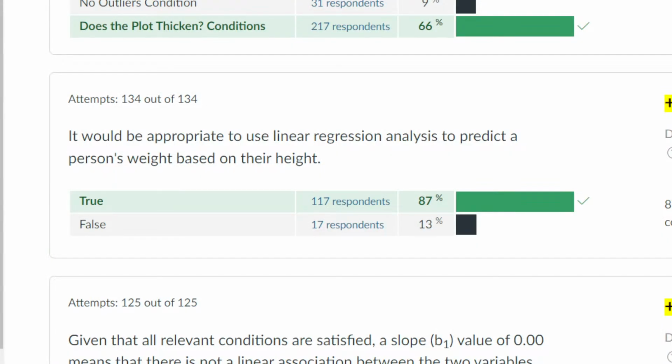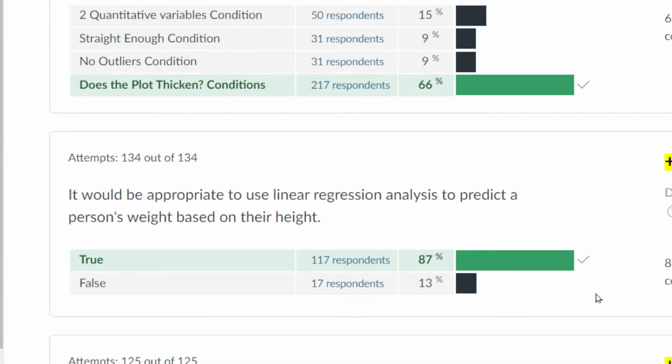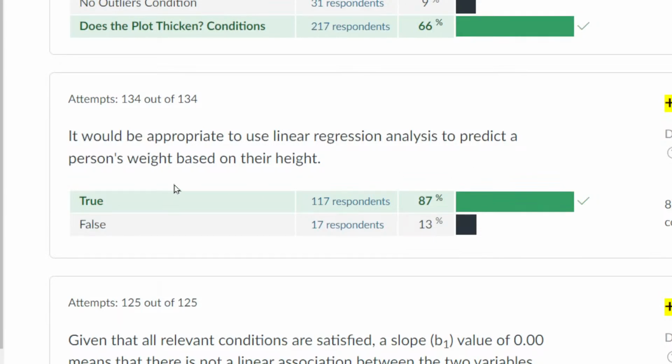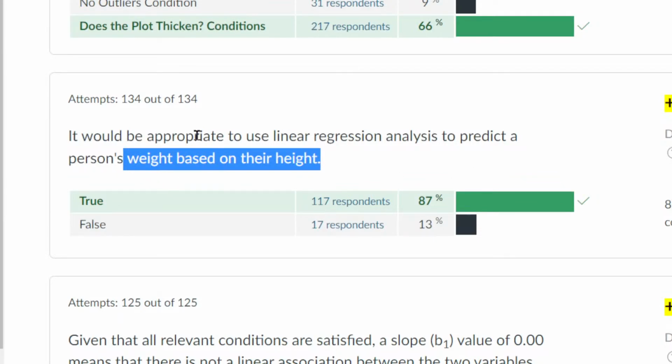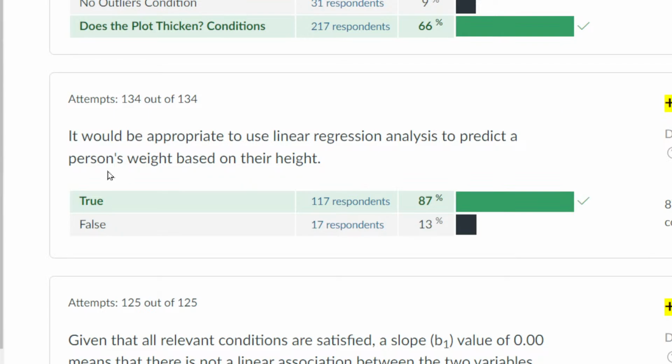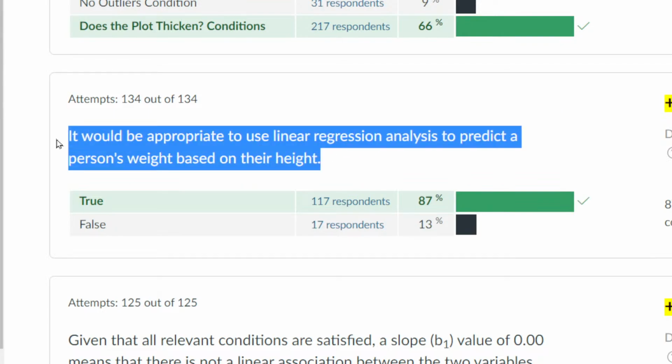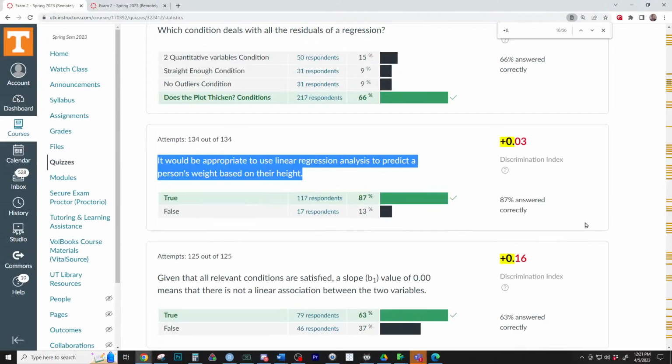Okay. So here's a question right here. It would be appropriate to predict a person's weight based on their height. It'd be appropriate to use linear regression. So what is this getting at? I'll show over here on the side. It shows the 0.03, the positive. It should be higher up. The closer it is to 0, or if it's negative, that's bad. Discrimination analysis is like trying to figure out if people understood the question.